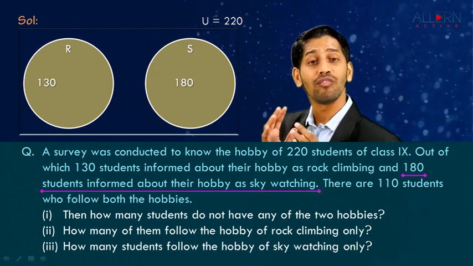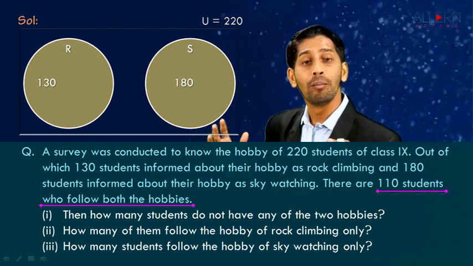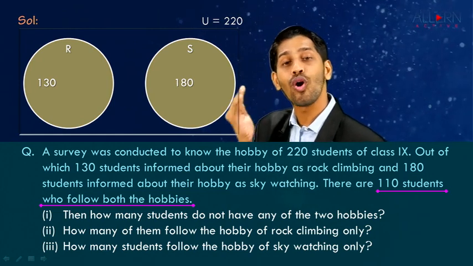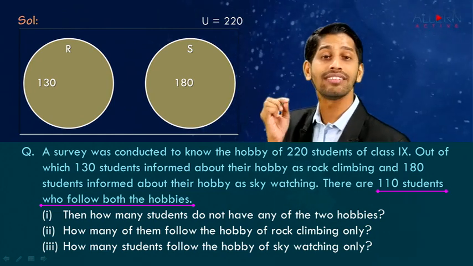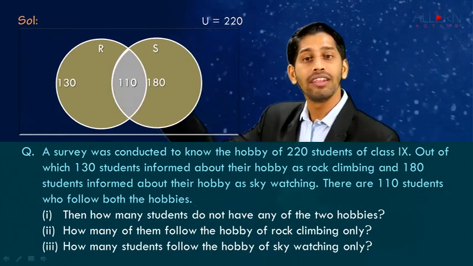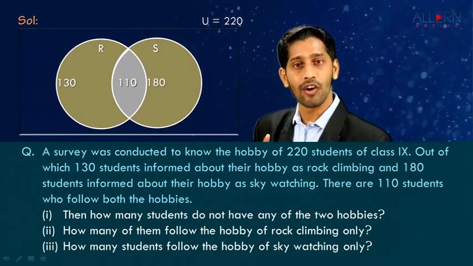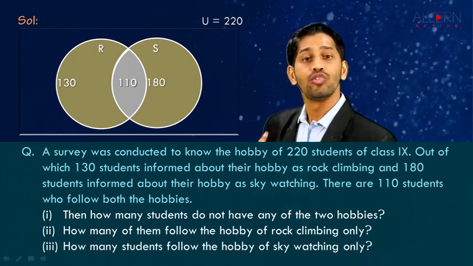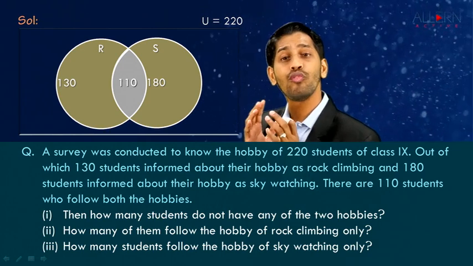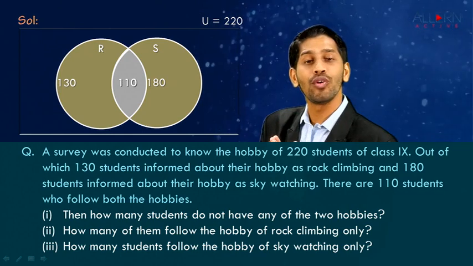Further, it says a very important piece of information: 110 students follow both the hobbies. That means it is a number which is common to rock climbing as well as sky watching, that is, the intersection value is given. So we need to intersect these two circles, and the portion which is common is given the number 110. Now 130 students are those whose hobby is rock climbing, but out of 130, 110 are students who follow sky watching also.